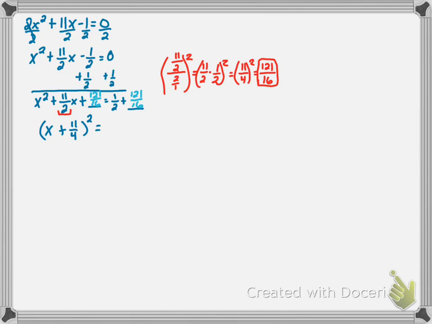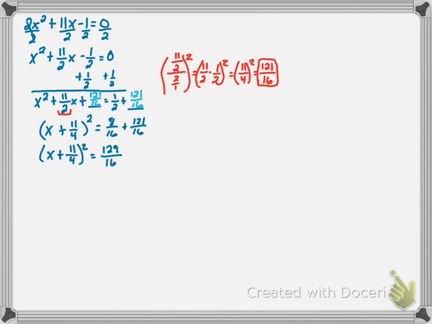To be able to add those, we have to have a common denominator. We need the 2 to be a 16 on bottom. So if we rewrite the 1 half, it's actually 8 over 16 plus 121 over 16. And now we should be able to simplify that a little bit. And on the right hand side, the 8 and 121 get added together. We get 129 over 16.